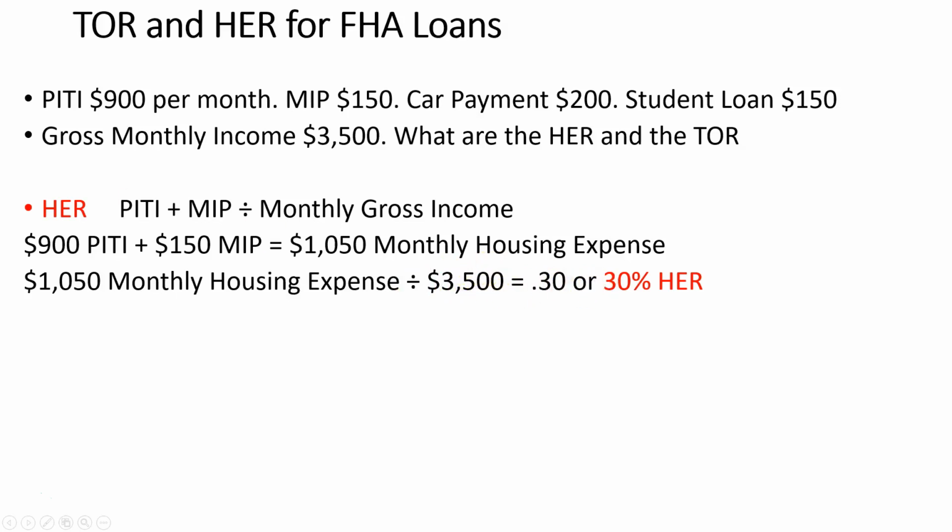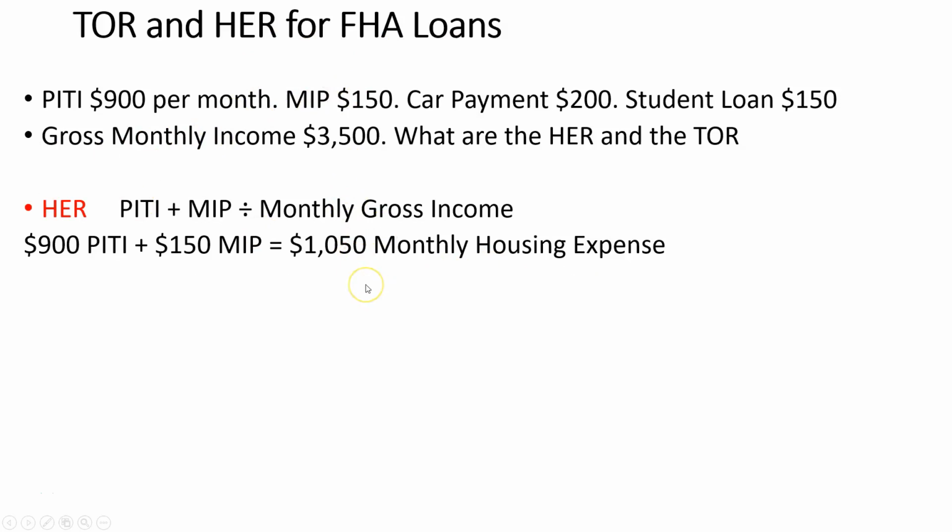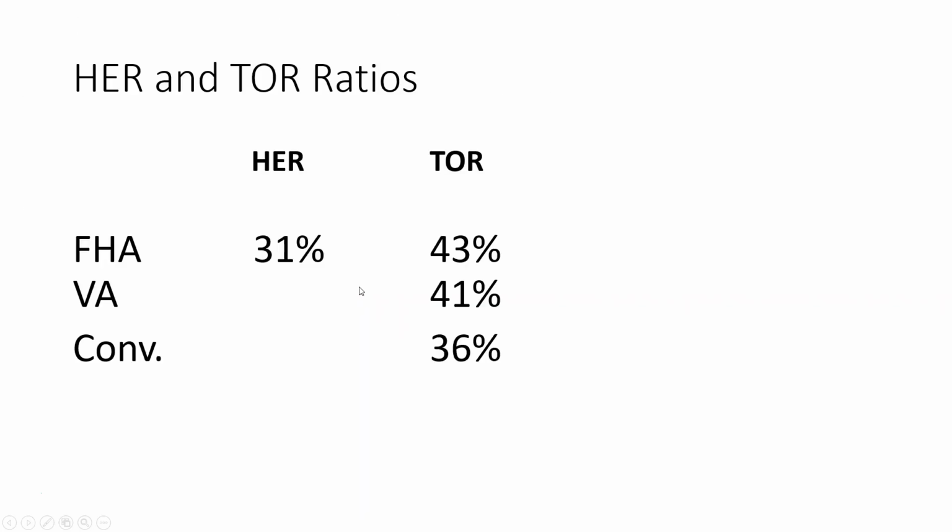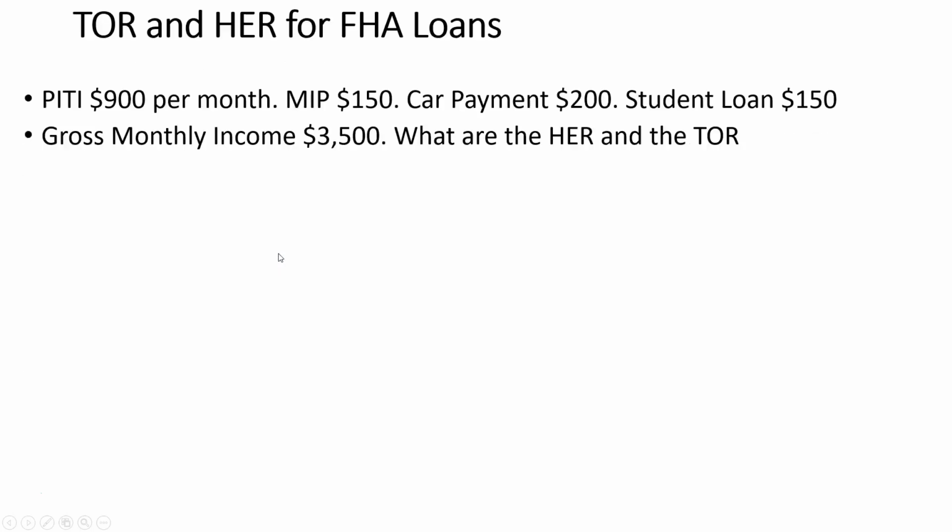0.3. And remember, we don't know what sort of loan this is. For an FHA loan, if we go back to where we were, we can see we were expecting 31%, so we just squeezed in there.